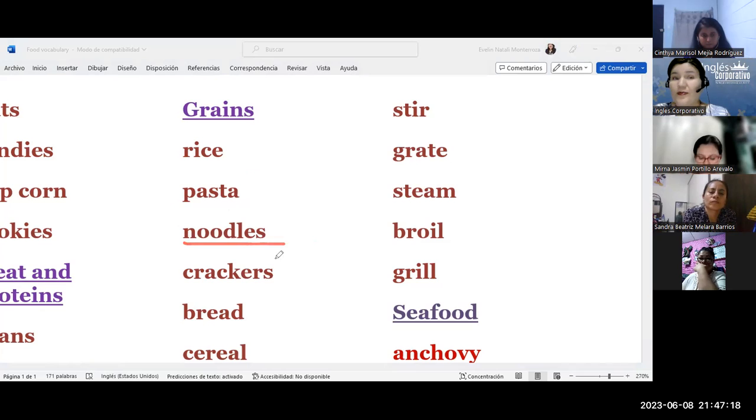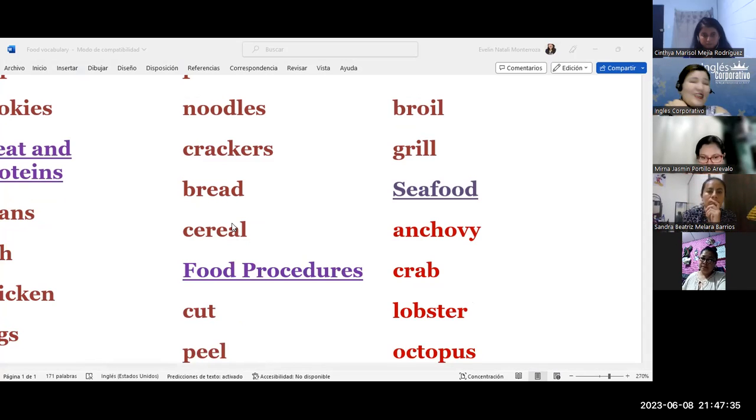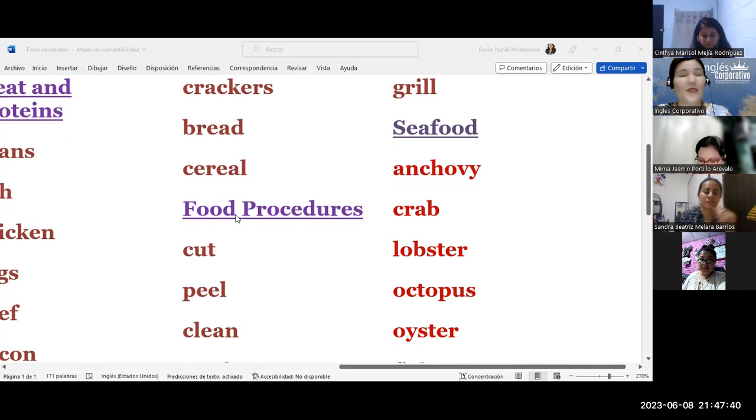Noodles are fideos. Crackers, galletas saladas. Bread is bread, right? El pan, pancito. Bread. In general, sí. Bread. Cereal. All these type of cereals, right? From Choco Crispy to whatever type of cereal. Those are cereals, todos los cereales. And cereals in general, right? El trigo y todo eso.